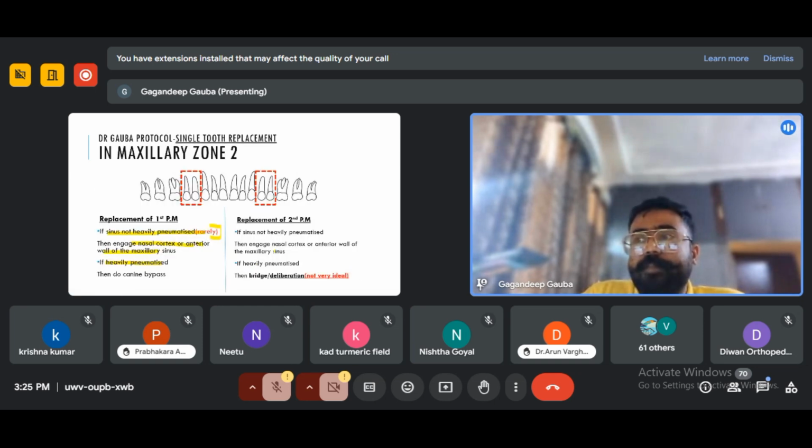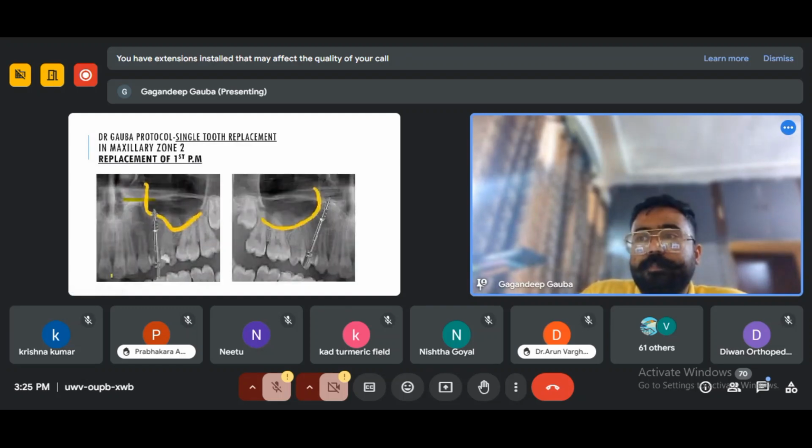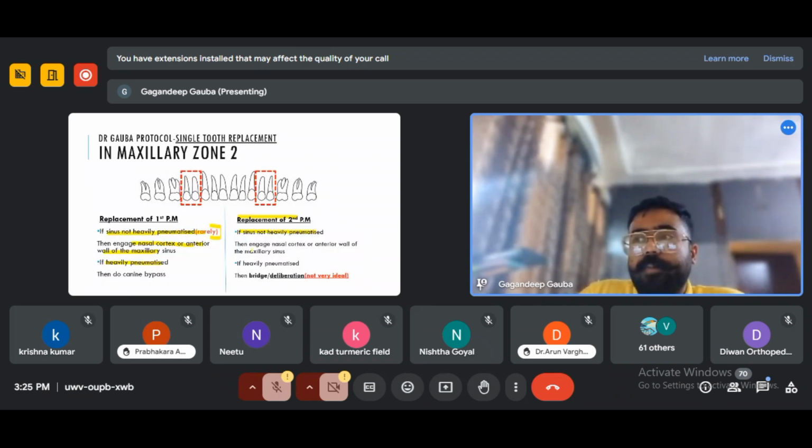And for replacement of the second premolar, if the sinus is not heavily pneumatized, then similarly to what we did in the case of the first premolar, we will engage the floor of the sinus, right? But if the sinus is heavily pneumatized and there is no bone above the apex of the tooth, in this case we have to deliberately extend the edentulous space, but it is not an ideal idea. It is not very ideal.